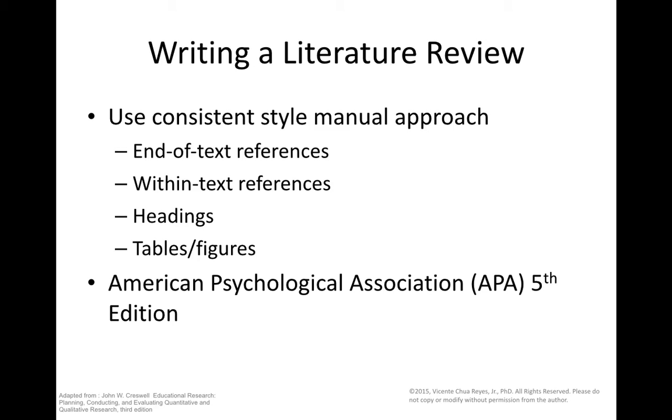Of course, the last step is writing a literature review. So it's important for us to use a consistent style manual approach. You could use end of text references, within text references, headings, tables, and figures. These need to be consistent. Here at the School of Education at the University of New England, we use the APA 6th edition. The slide says it's 5th edition, but now we all use the 6th edition.